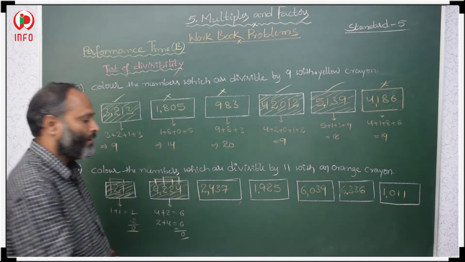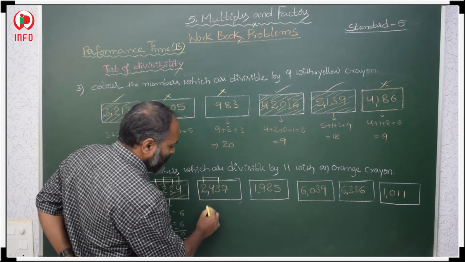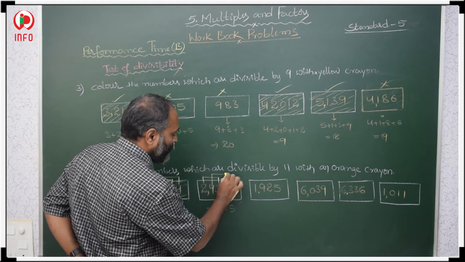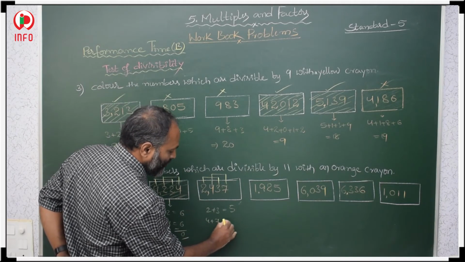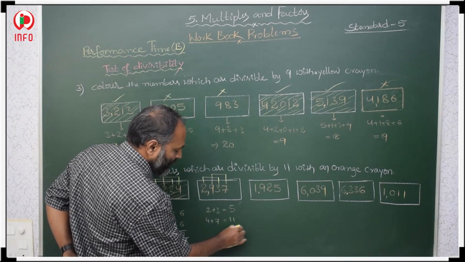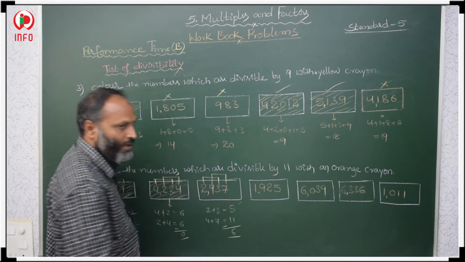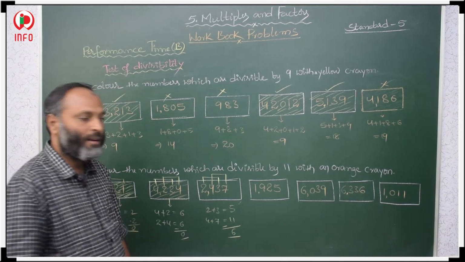Now, here also find the sum of odd digits, 2 plus 3 is equal to 5. Next, the sum of even digits, 4 plus 7 is 11. Now, you find the difference, 11 minus 5 is how much? 6. So, it is not 0 or a multiple of 11. So, it is not divisible by 11.